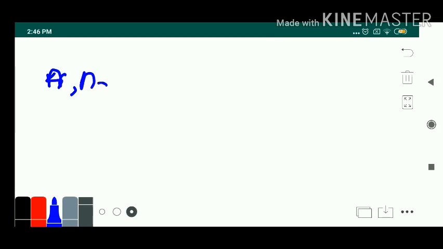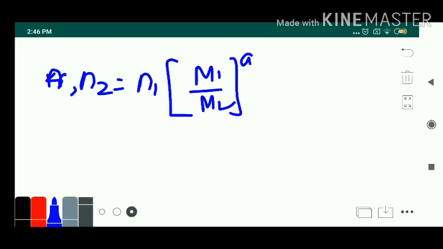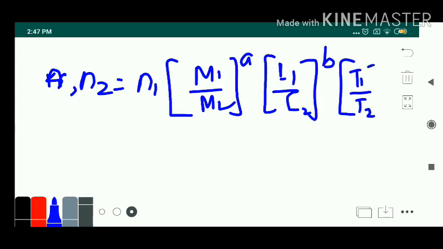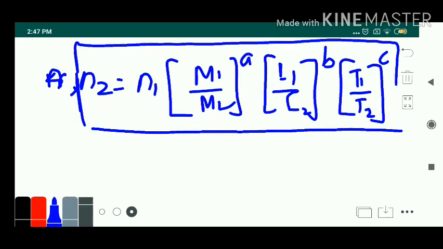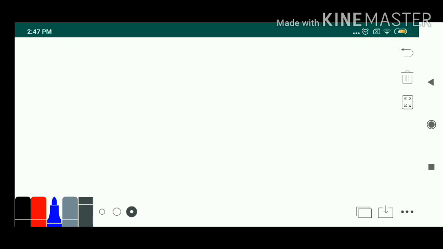So n2 is equal to n1 bracket M1 by M2 raised to a, L1 by L2 raised to b, and T1 by T2 raised to c. Just a formula guys, so you can memorize it. Well and good if it is easier for you to memorize it. That is n2 is equal to n1 M1 by M2 raised to a, L1 by L2 raised to b, T1 by T2 raised to c. Now I will do some problems, then this section will be very thorough for you guys.